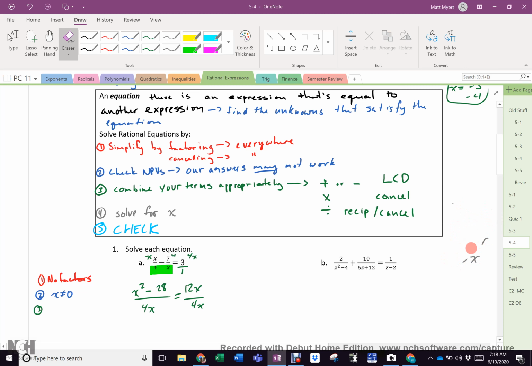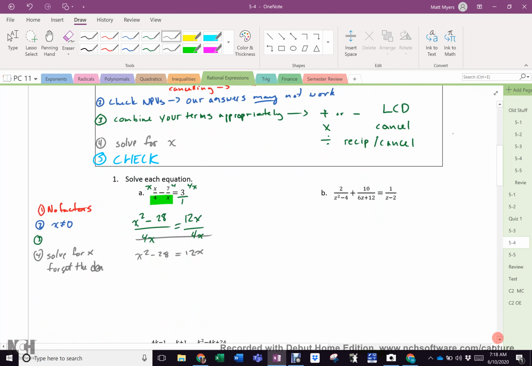So let's come back to where we are now. Do I need this for x? No, I don't. So what I have now is x squared minus 28. This is number 4 up there. This is solve for x. And usually that means get rid of denominators. Not get rid of, I want to say forget the denominators. And I showed you why over here. x squared minus 28 equals 12x.